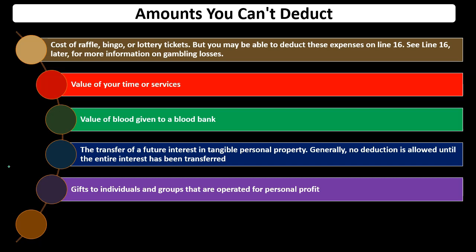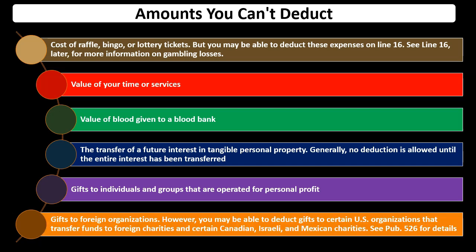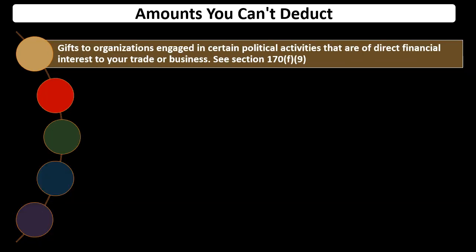Gifts to individuals and groups that are operated for personal profit. Gifts to foreign organizations. However, you may be able to deduct gifts to certain U.S. organizations that transfer funds to foreign charities and certain Canadian, Israeli, and Mexican charities. You can see publication 526 for details here. Continued, amounts you can't deduct.